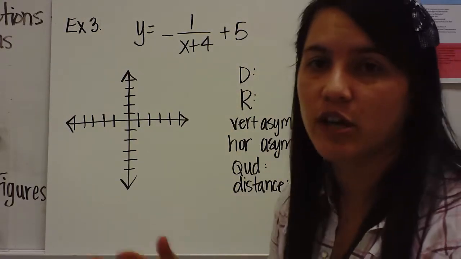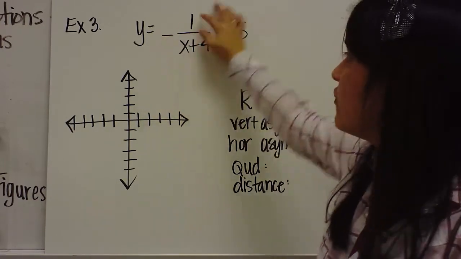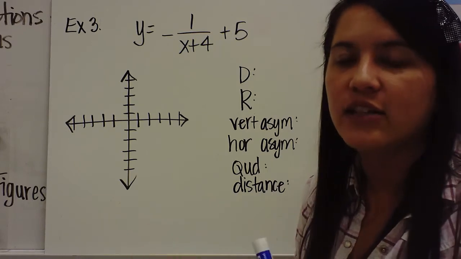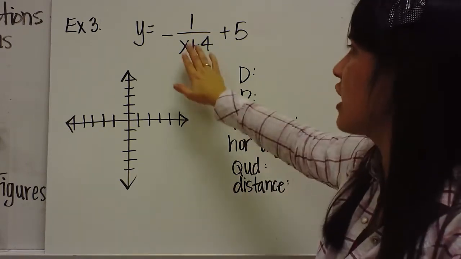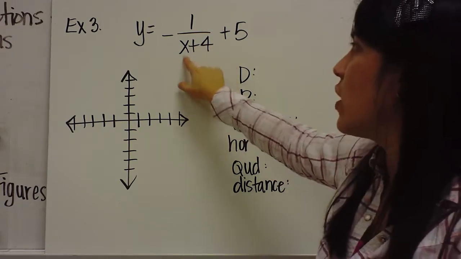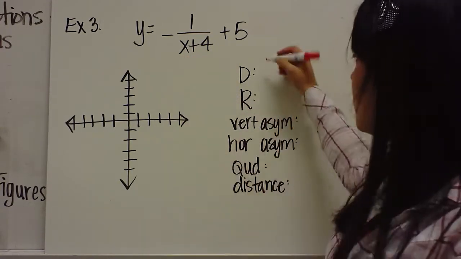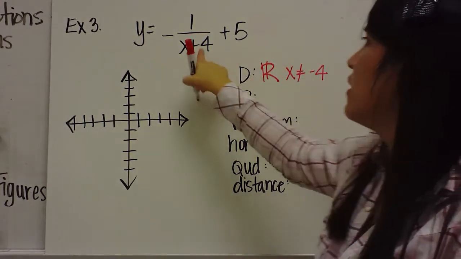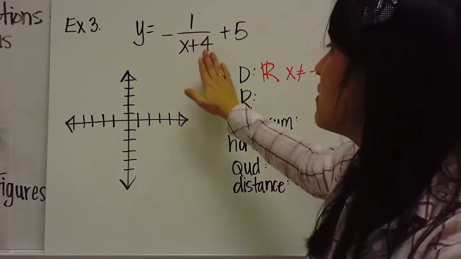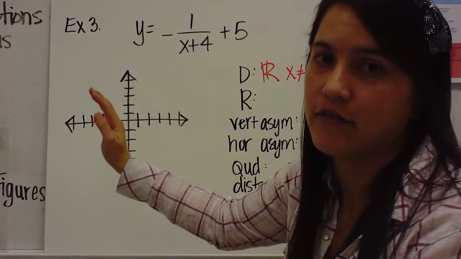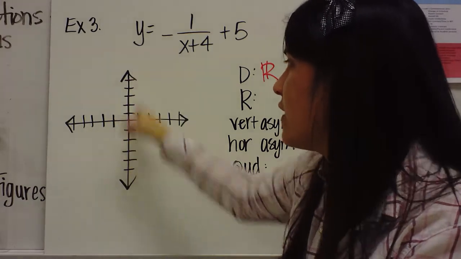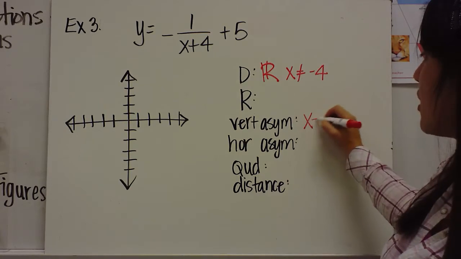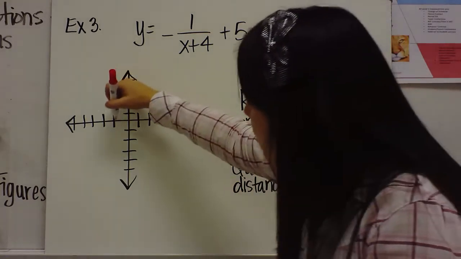All right, example 3. This one we're going to do together. y equals -1 over x plus 4, plus 5. So generally, let's just look at the bottom, the domain, x plus 4. The domain is going to be all reals, except x cannot equal -4. So remember, it's the opposite. This means we've shifted 4 to the left. And if I'm taking this point and I'm shifting 4 to the left, that means it can't equal -4, so my vertical asymptote is x equals -4.